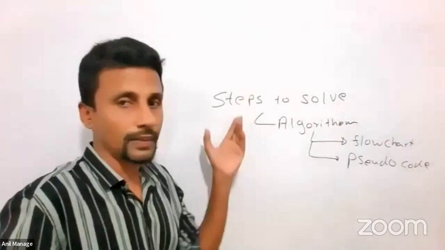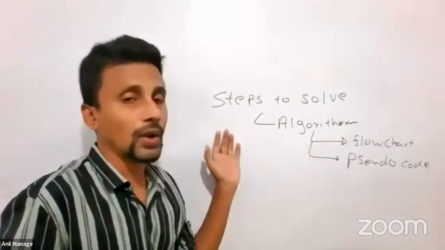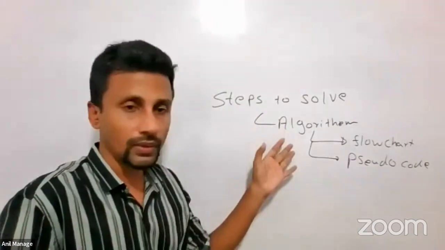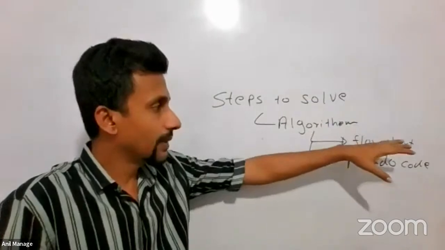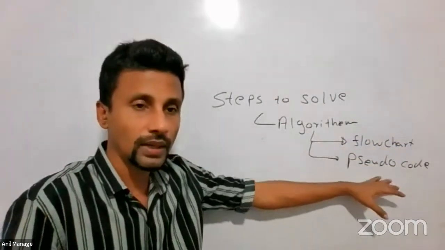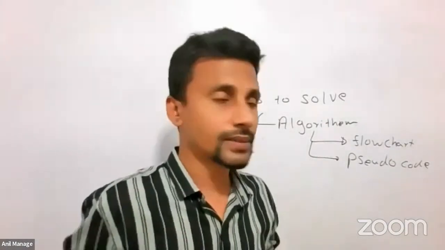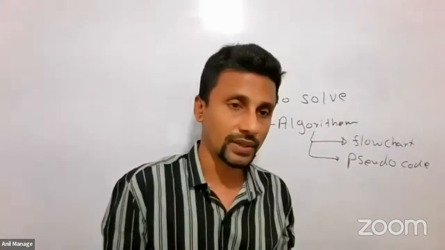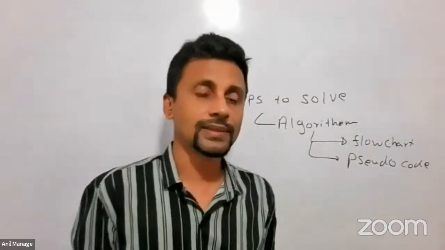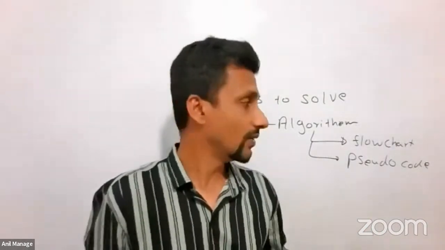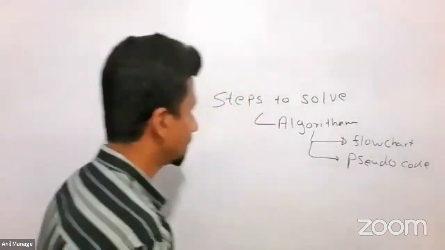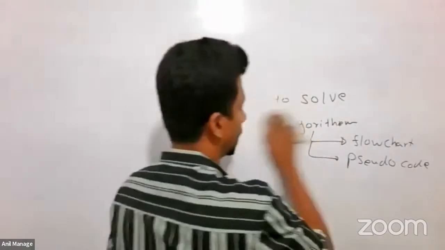So I told you, you can solve any problem. When you are solving that problem, you have to follow some steps. Those steps are called an algorithm. That algorithm can be classified as flowchart or pseudocode. Flowcharts are known as the graphical representation of the algorithm. Pseudocode is known as the text way, or textual way, of showing the algorithm, right? So this is the third thing that you should know.